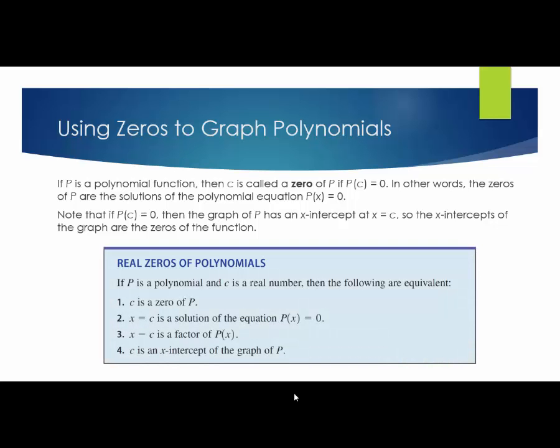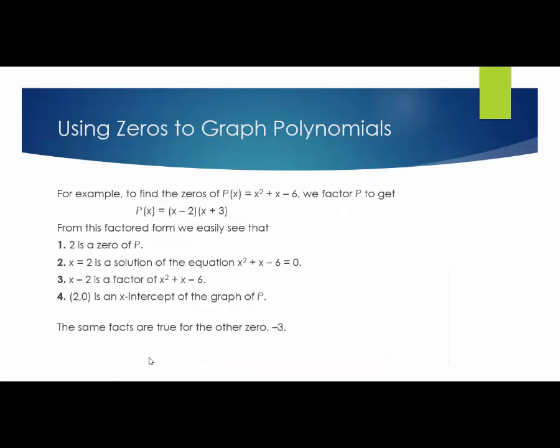Here's a little summary of that. All of these are true, and we learn all of this if we solve that same equation, our polynomial equal to 0. If p is a polynomial and c is a real number, c is a zero of p, x equals c is a solution of that equation, x minus c is a factor, and c, 0, which I would prefer, although I took this from your text, is an x-intercept of the graph of p.